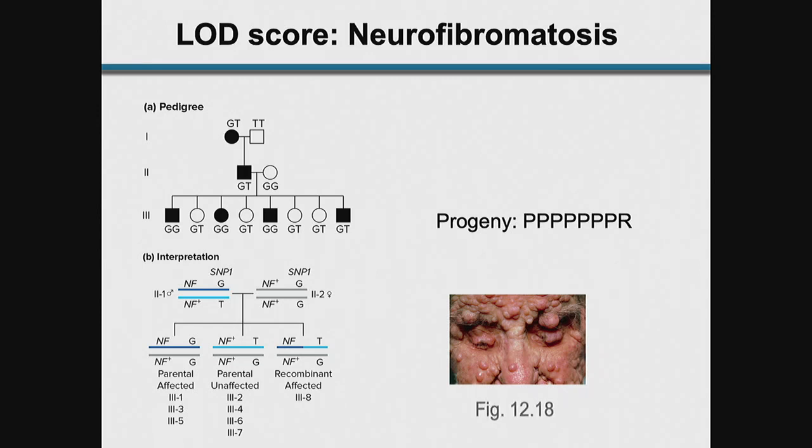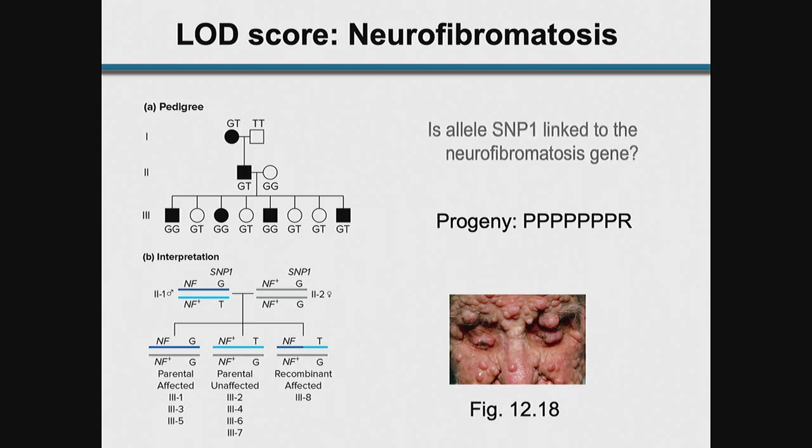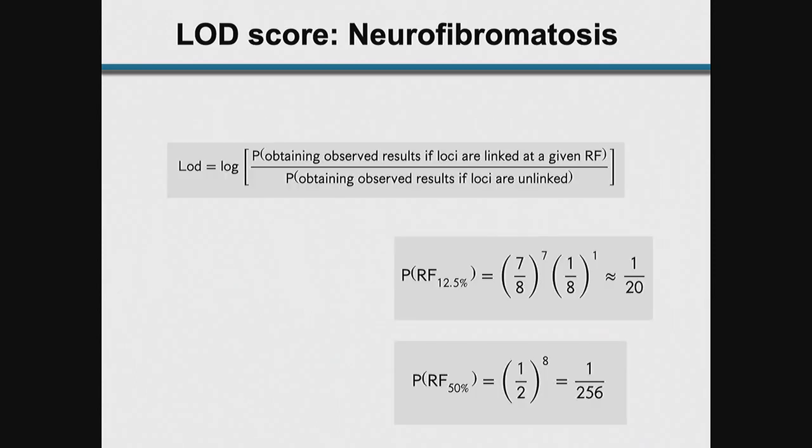All right. So from that, we can calculate statistics on, is this SNP locus linked to the neurofibromatosis gene? And this is how we do it. Again, it's the probability of obtaining these observed results in the pedigree if the loci are linked.